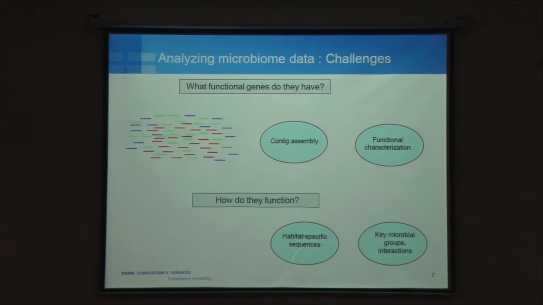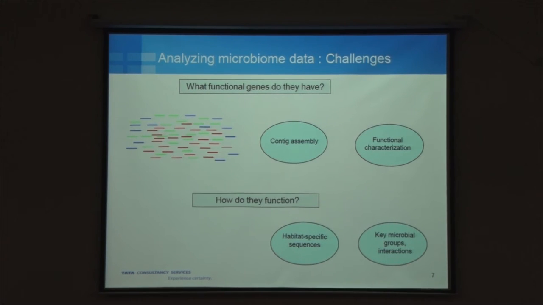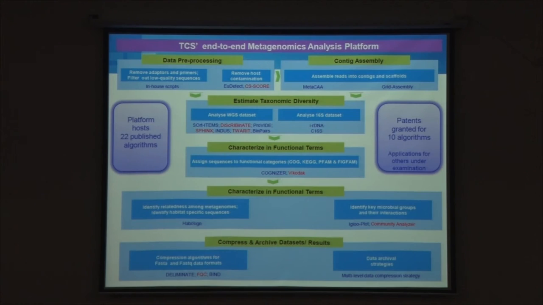The next one is, how do they function? Again, the challenge here is looking into the interactions amongst these organisms, key microbial groups which are responsible in any particular environment. If you are looking into two different sets of microbiome data, one with the disease and another completely healthy, can you find out specific marker sequences or marker organisms which are there only in the disease one and which are not there in the healthy? So these are some of the things which one needs to answer to get the final answer of the microbiome.